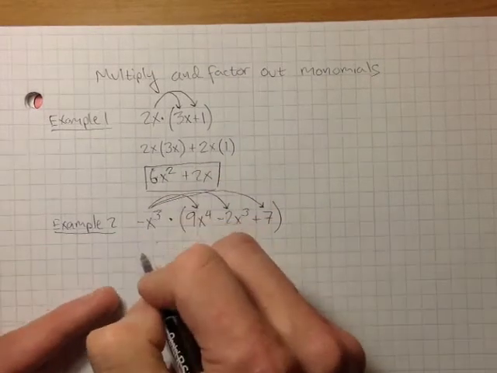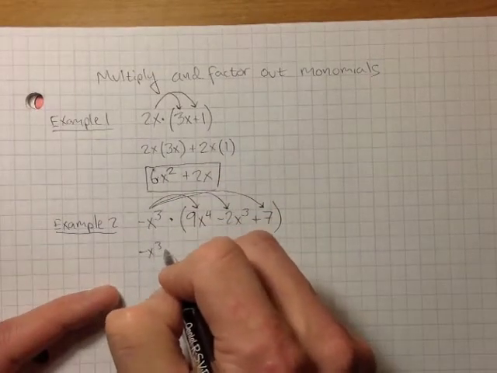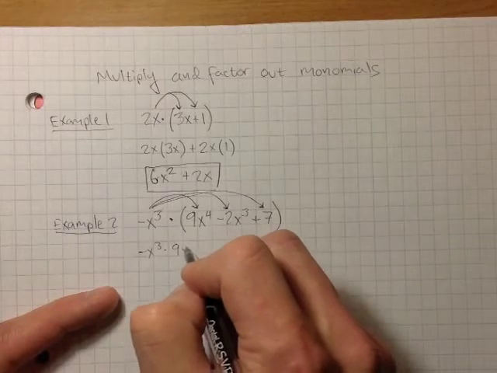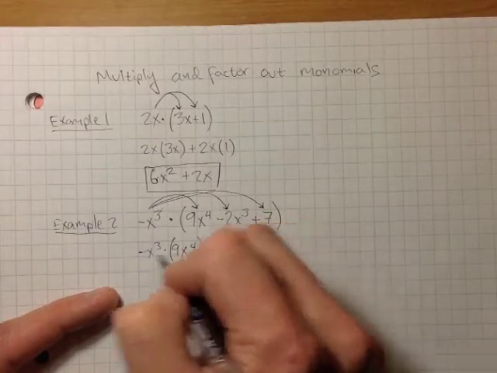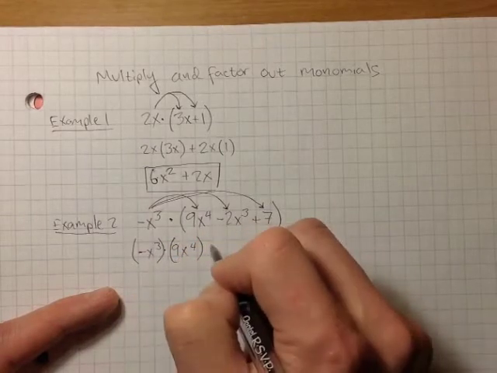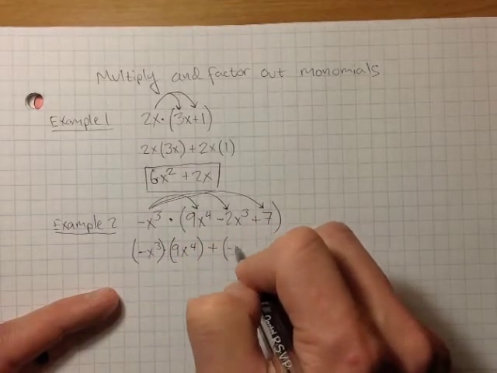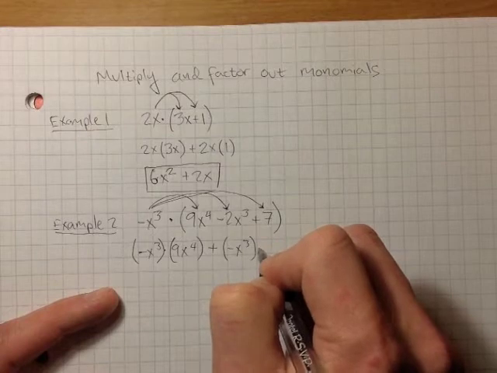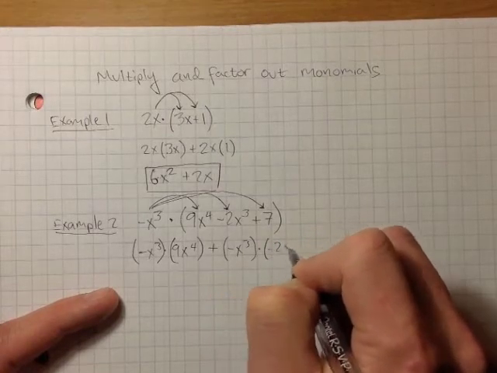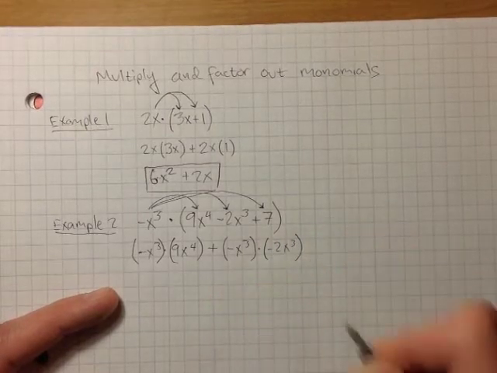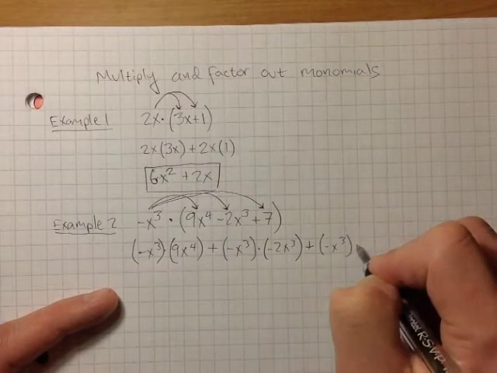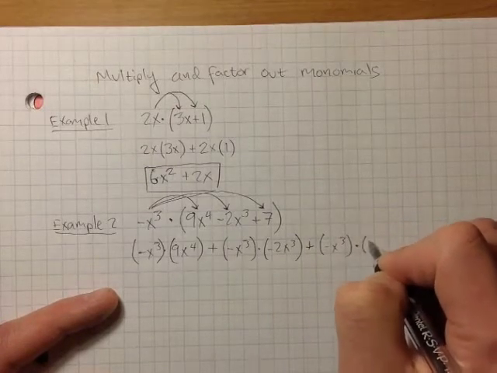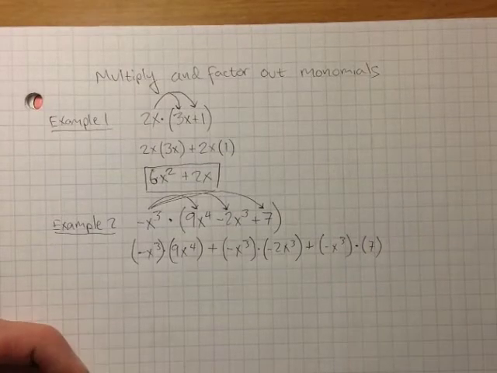So negative x cubed times 9x to the 4th plus negative x cubed times negative 2x cubed plus negative x cubed times 7. Okay? And then let's simplify this.